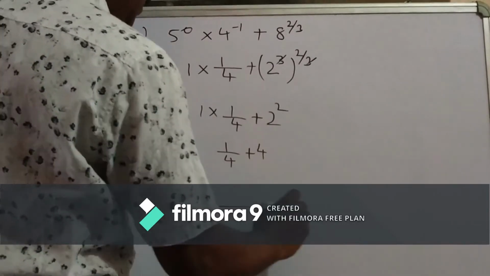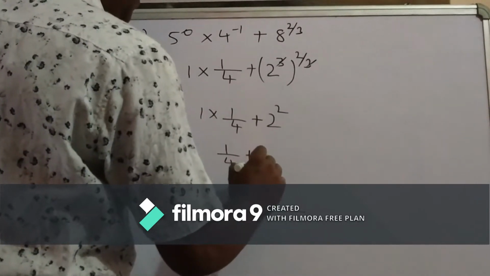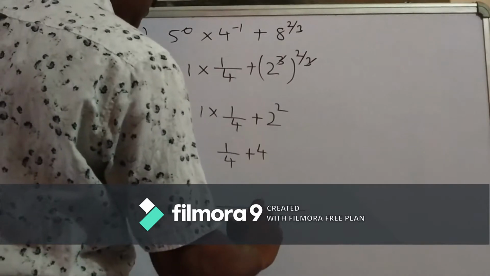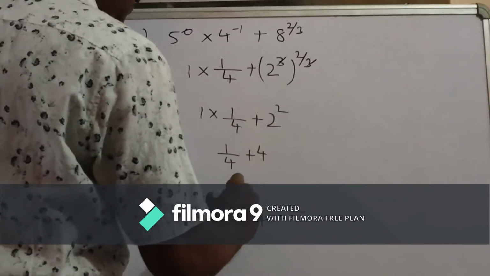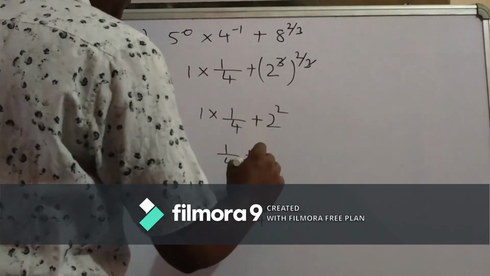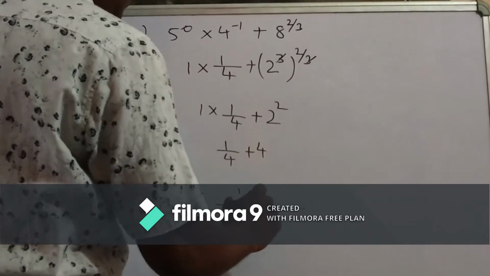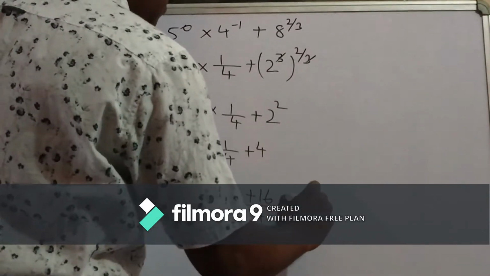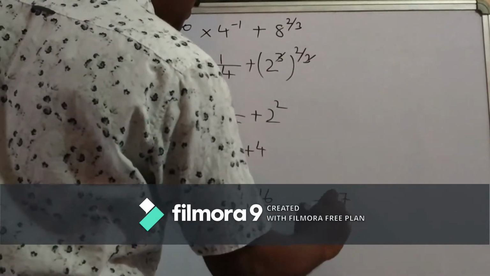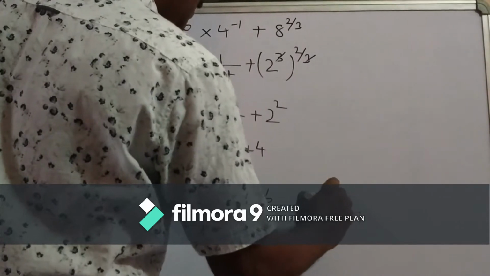So the LCM is needed here. 4 is in the denominator, nothing else has a denominator. So the LCM is 4. 4 divided by 4 is 1. 1 into 1 is 1. Plus here there is no denominator, so directly multiply by the LCM: 4 into 4, 16. So it becomes 17 by 4. Understood?